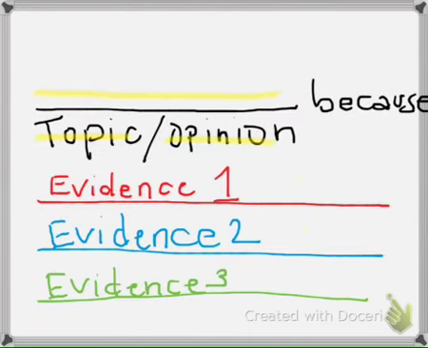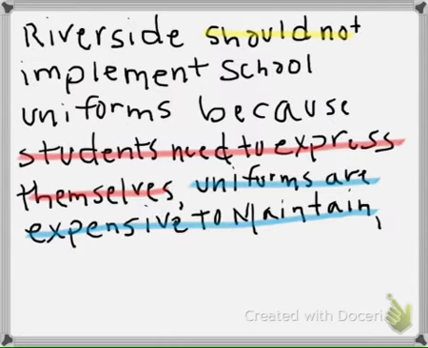Alright, so let's go back and let's look at evidence 2. I need another piece of evidence or another body paragraph describing why I do not think we should have school uniforms. Here's my second piece of evidence to back up my opinion: students should not have uniforms. I just said that uniforms are expensive to maintain. That's my second piece of evidence, or what my whole entire second body paragraph will be about: uniforms being expensive to maintain.